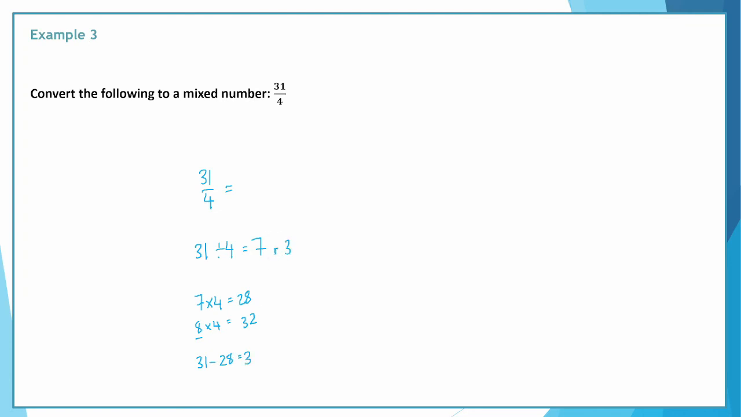Now let's use this and change it to our mixed fraction. So we're going to have 7 whole ones, and we're going to have 3 out of the 4 remaining ones. And that's how we go from an improper fraction to our mixed number.